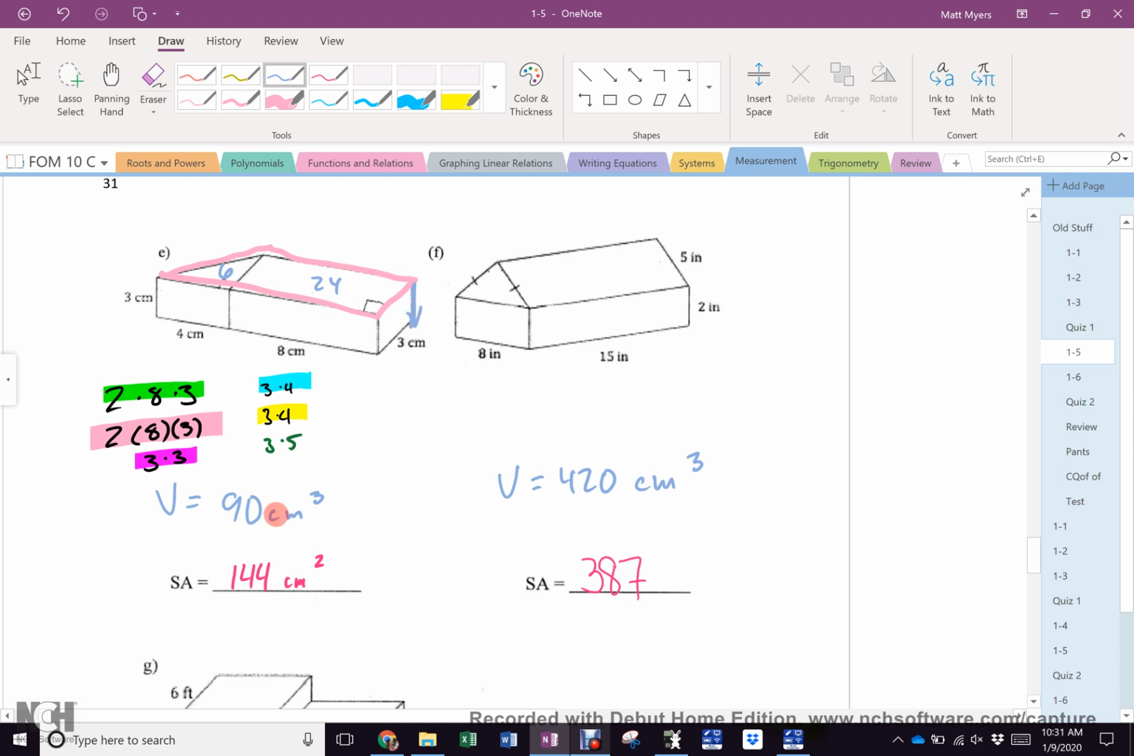Everybody cool? Remember how I spent a long time talking about the base is any shape that repeats? Okay. F. Anybody need to see surface area of F? Yeah? Okay.